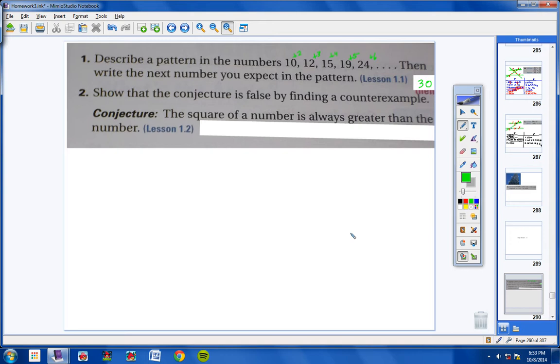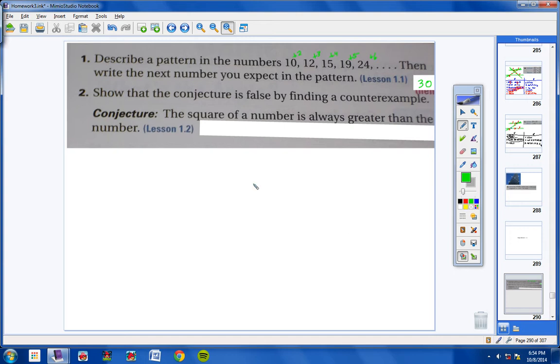Show that the conjecture, and by the way, let me go back to number 1. There's really no system I can give you, no step-by-steps to use, no certain way to do it. You just have to kind of look at the situation and try to find a pattern. Okay. Number 2, show that the conjecture is false by finding a counterexample.